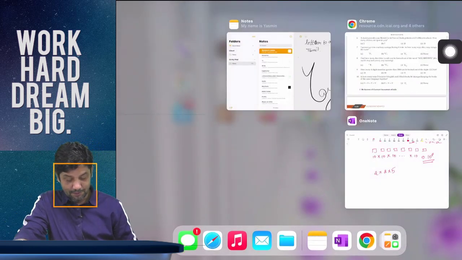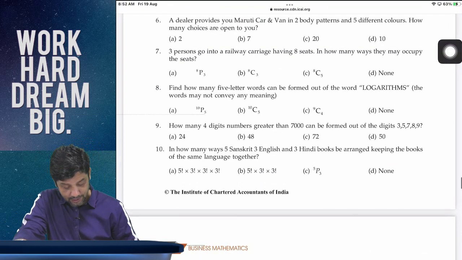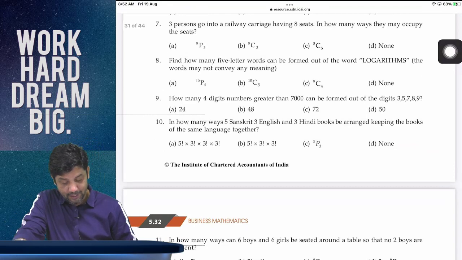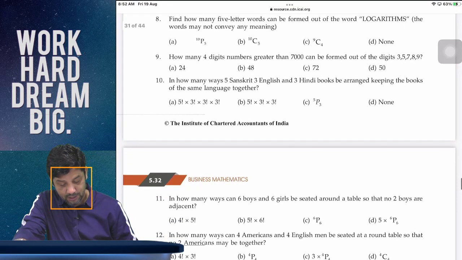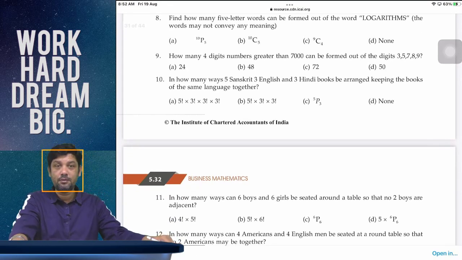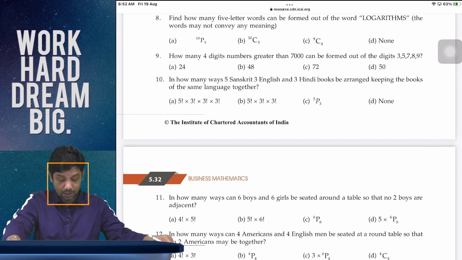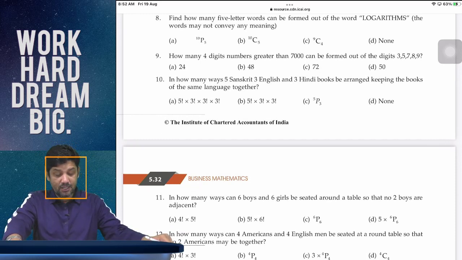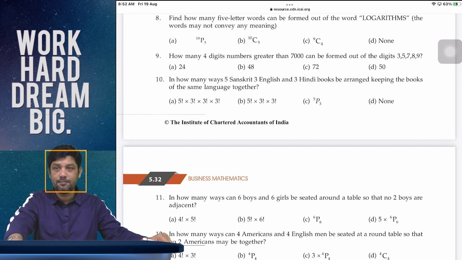Okay, now next one. So next one is a digit problem, am I right? Let me not talk about this now. Wow, 10th sum, very difficult sum. 3 times asked in the examination. In how many ways can 5 Sanskrit, 3 English and 3 Hindi books be arranged, keeping the books of the same language together? Option A.